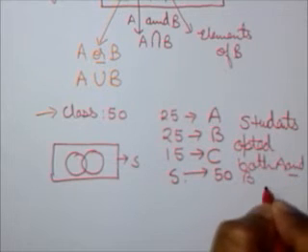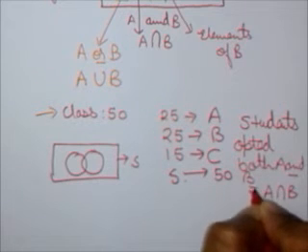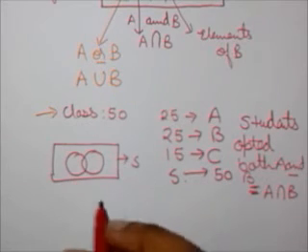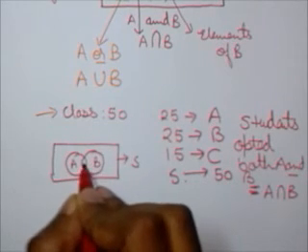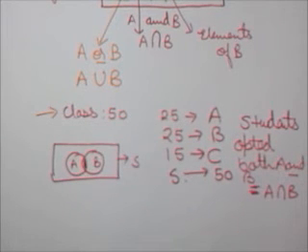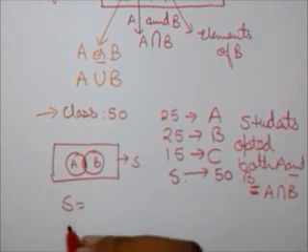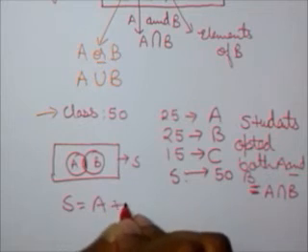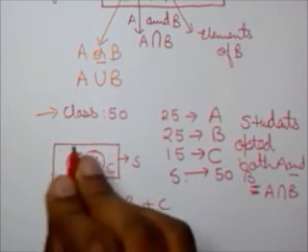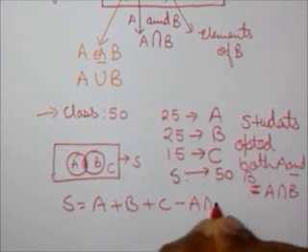Here the keyword is AND, so we have to find A intersection B. As you can see, students who opted for both A and B are the elements which are common in A as well as B, which is this area. So this is A intersection B. How do we find it? As we can see, the sample space is the sum of the areas in it. So it is A plus B plus C, C is this white area outside A and B, minus A intersection B.